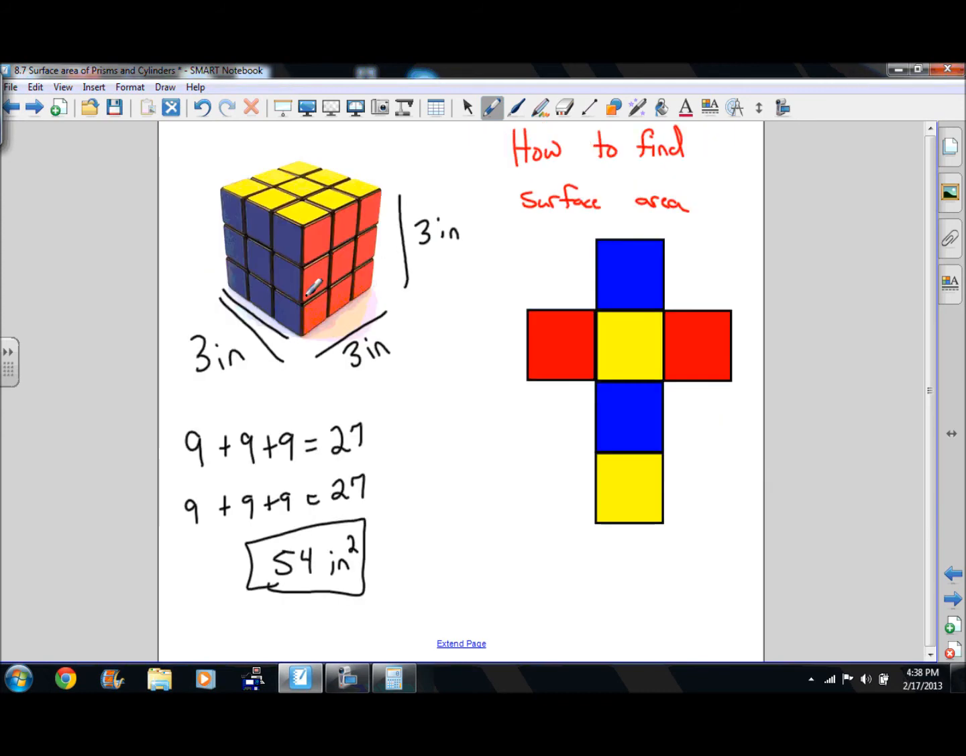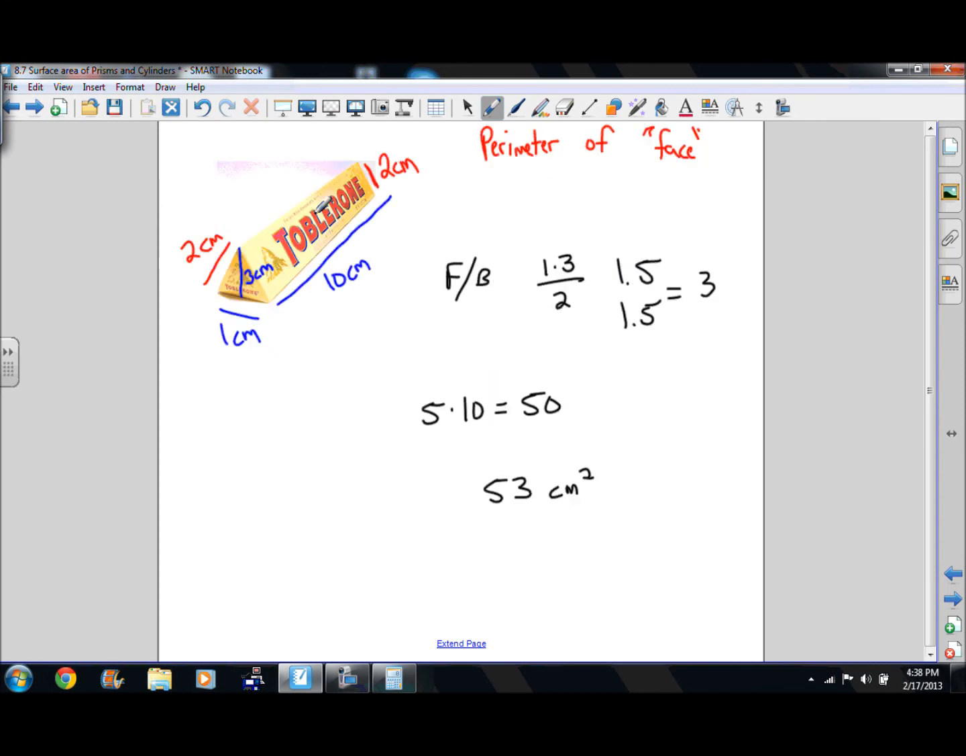If we did these types of shapes, you could do the same thing, actually. You could do the front and back, that's 9 plus 9 is 18. The perimeter is 3 plus 3 plus 3 plus 3 is 12, times the depth, which is 3, gives us 36. 36 plus 18 is 54. So that would work as well. It's just here it's easier to add each piece up. So remember, always that perimeter, that front.